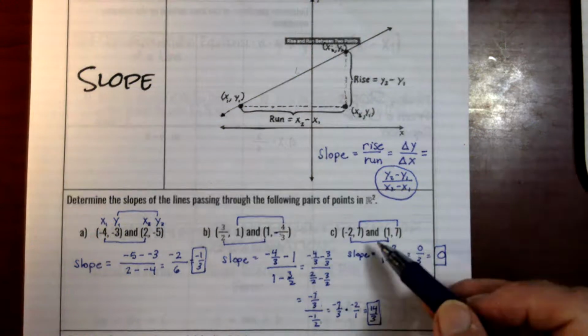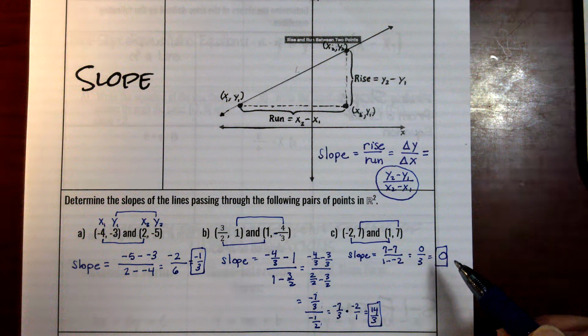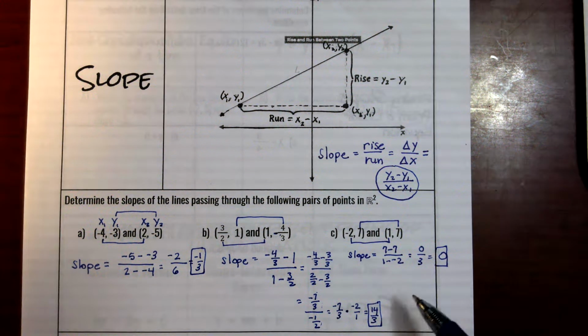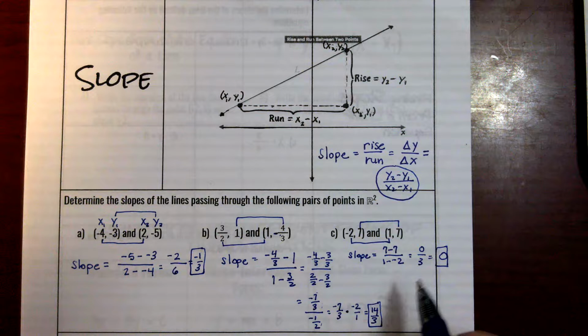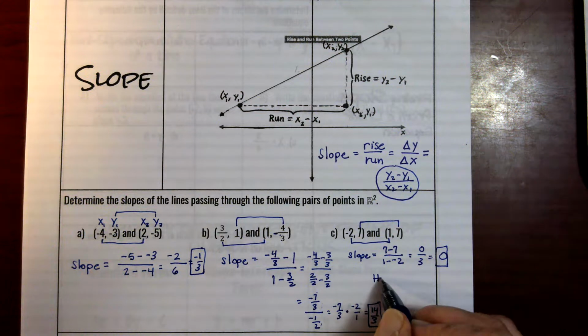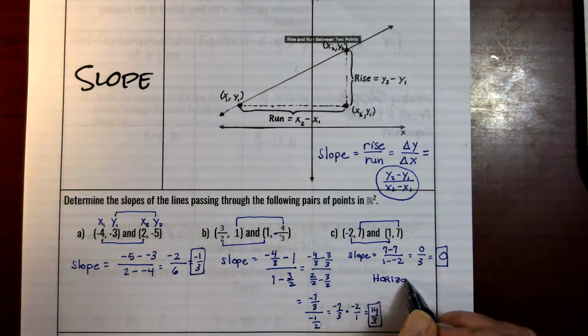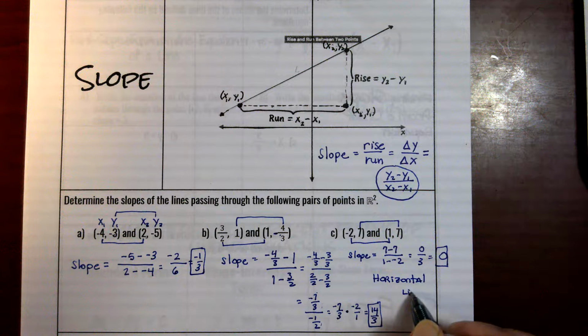And we know that if you have a slope of 0, that means there is no rise. So the line will be flat. It'll be horizontal. So make a little note here. This is a horizontal line. Okay.